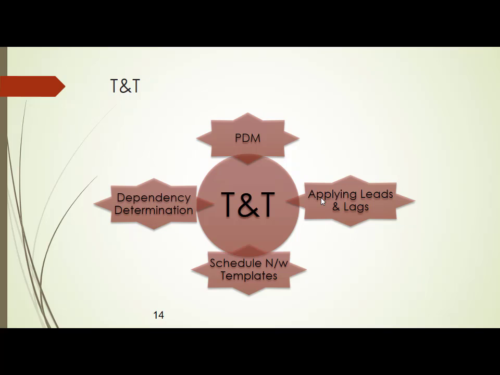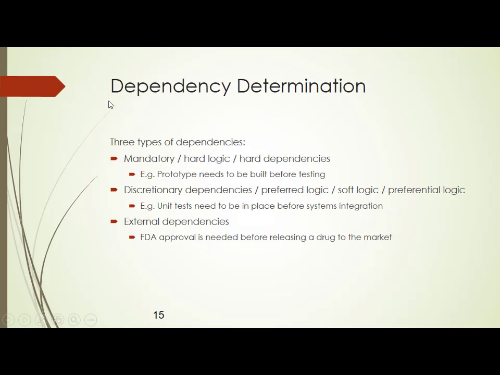One is called PDM. The second one is called dependency determination. The third one is called applying leads and lags. And the fourth one is called schedule network templates. Probably we may not touch schedule network templates now, but we'll try and touch all the other tools and techniques, one by one. What is the meaning of dependency determination? Very important. There are 3 types of dependencies in your activities. Whichever project you take, there are 3 types of dependencies. The first one is called a mandatory dependency.